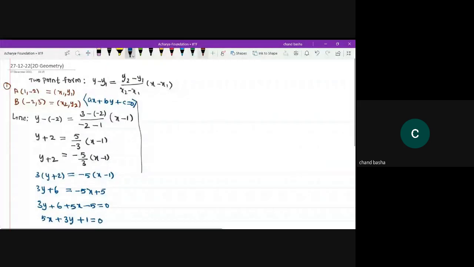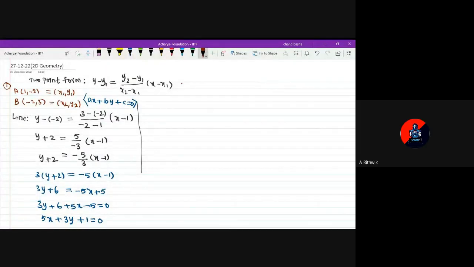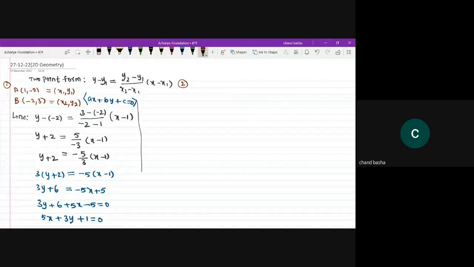Okay, sir. Then when will we use y2 minus y1 by x2 minus x1? Where are you using that formula? For finding out the slope, sir. That is, here it is a slope formula, no? This is the formula for slope. Okay, sir. Slope is involved in finding the equation of the line.